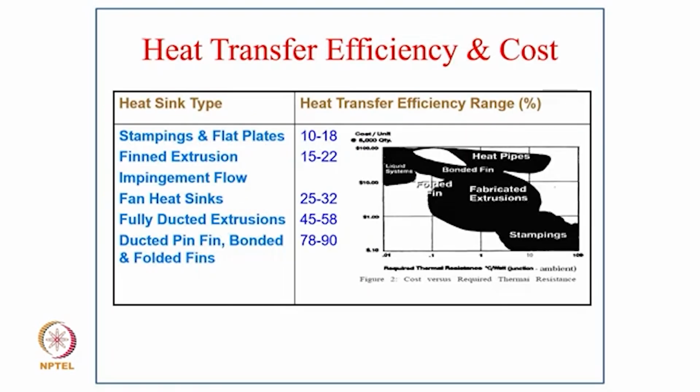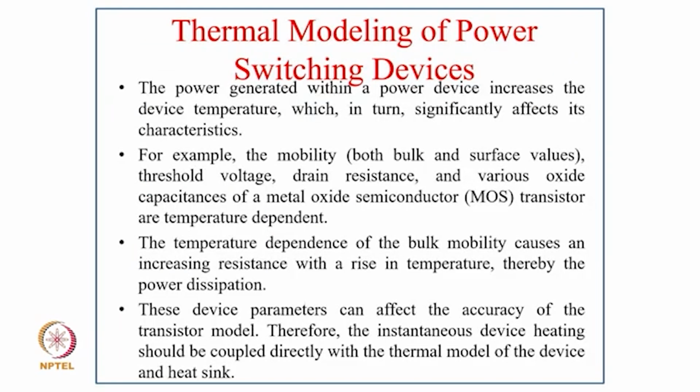Then coming to heat transfer efficiency and cost. Here the heat transfer efficiency is given for different kinds of heat sinks. With stamped flats it is 10 to 15 percent, and ducted fin bonded goes to 78 to 90 percent typical heat transfer efficiency. And here it is the typical cost versus required resistances.